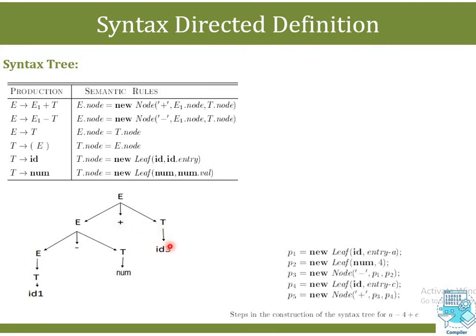Then T tends to id. So for T tends to id, what do you do? You want to create a leaf node. So that is what P4. P4 is equal to new leaf of id, comma the value what you have in id. Then from here you're just going to the root node.